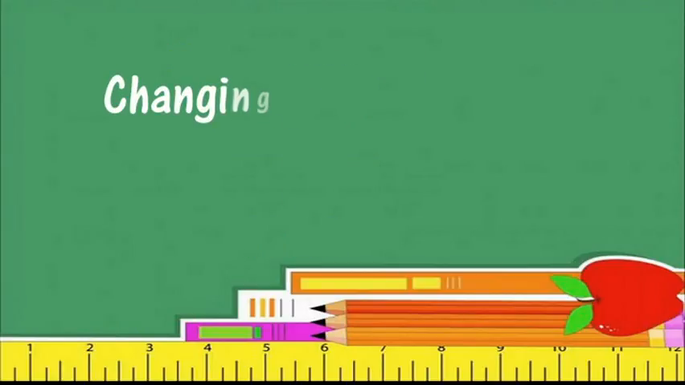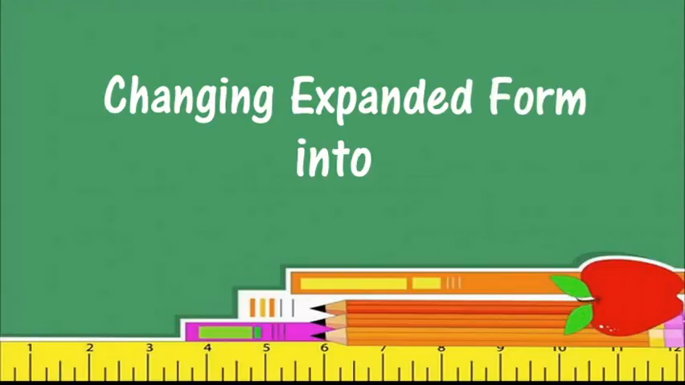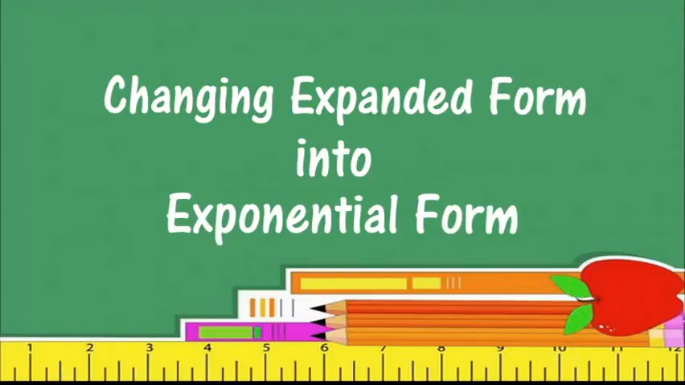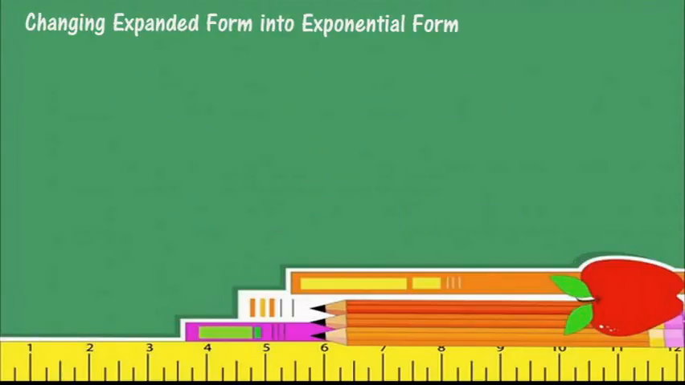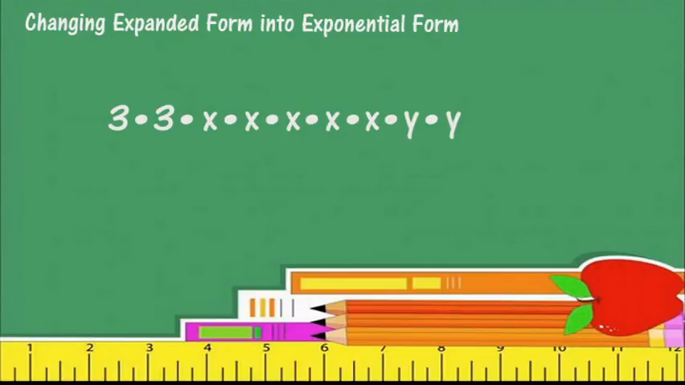I'll show you how to change expressions from expanded form into exponential form. The first example is 3 times 3 times x times x times x times x times x times y times y. The exponential form would be 3 raised to 2, x raised to 5, and y raised to 2.